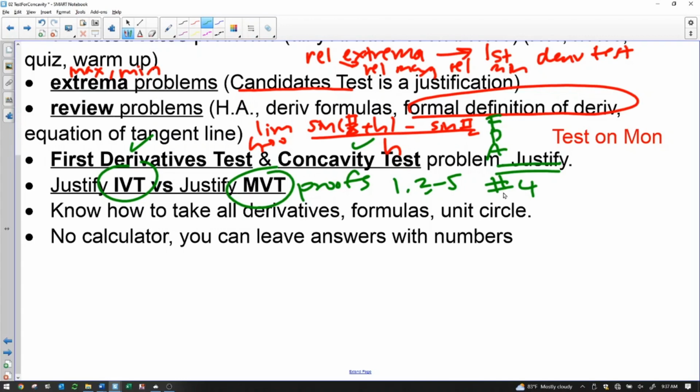You know how on number 4 you had to find your H's? I will give you your H's. But you just have to know when you use IBT, when you use MBT, and be able to do both of those proofs. You think you can do that? I feel like it's pretty straightforward. It'll be like number 4, except even easier because I'll give you your H's. No calculator on this test.